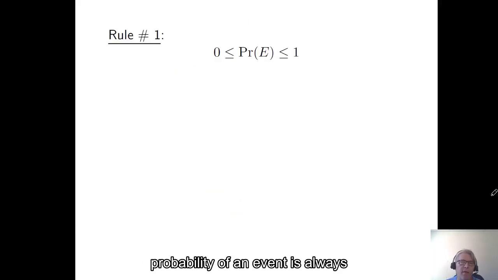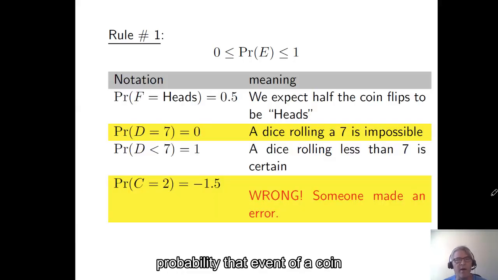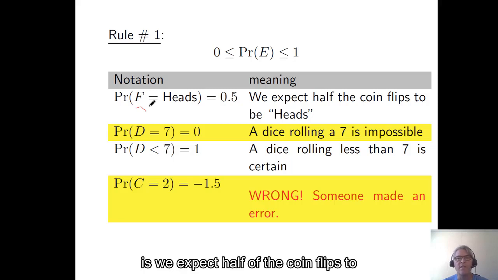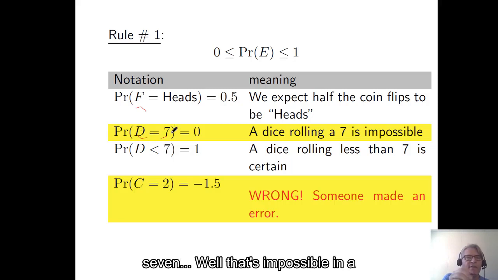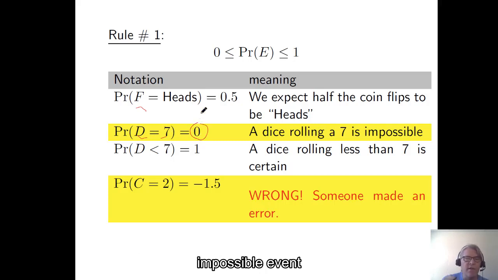Okay, so rule 1 is that the probability of an event is always between 0 and 1 inclusive. That means I include the endpoints there. So for instance, if we see something like the probability that a coin flip is heads is equal to 0.5, what that means is we expect half of the coin flips to be heads and half of them to be tails. The probability that a die gives you a 7, well, that's impossible on a standard die, so that would be a probability of 0. So 0 means an impossible event. Or what's the probability that a die roll is less than 7? Well, that's a probability of 1, right? Because on a standard die, all the rolls are going to be less than 7. So those bounds of the probability range, 0 and 1, mean impossible and certain, respectively.